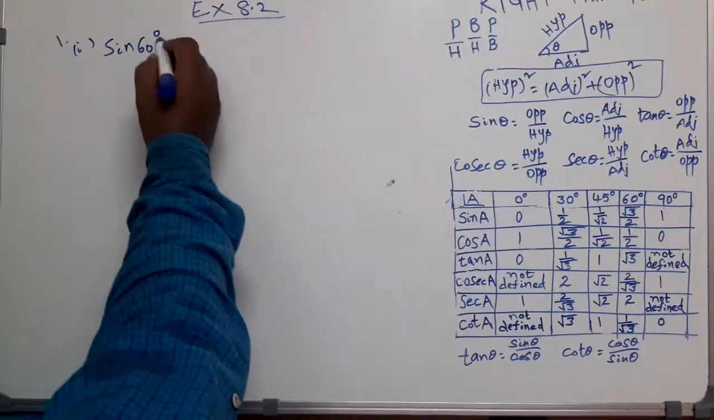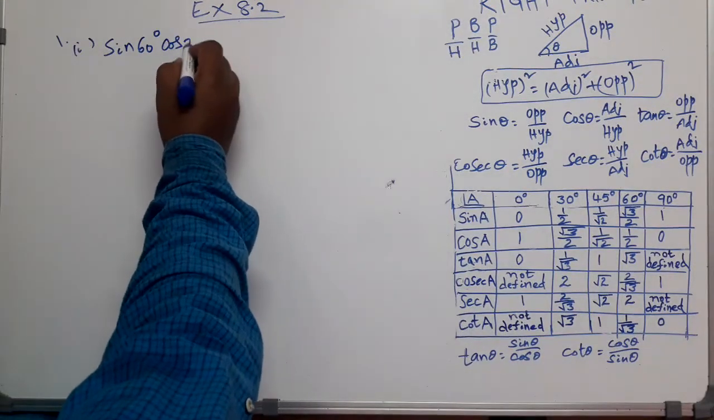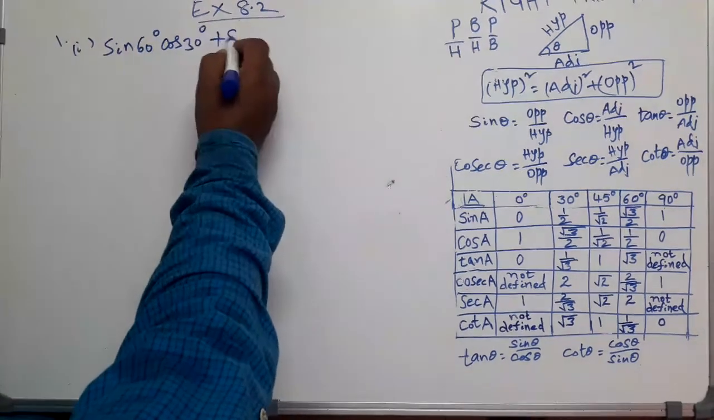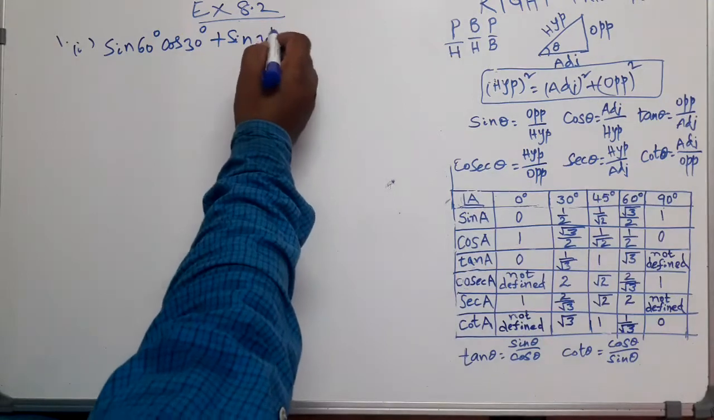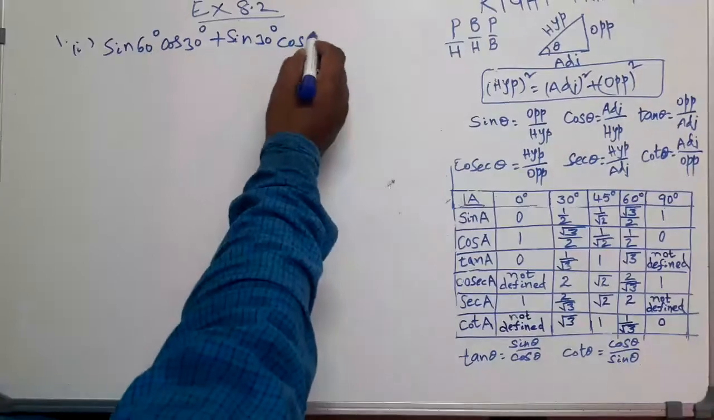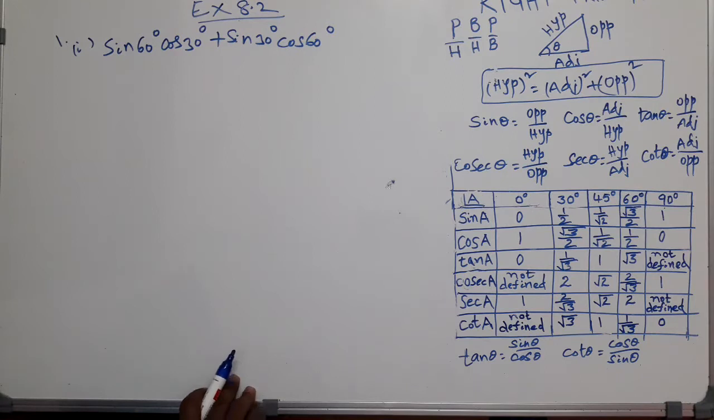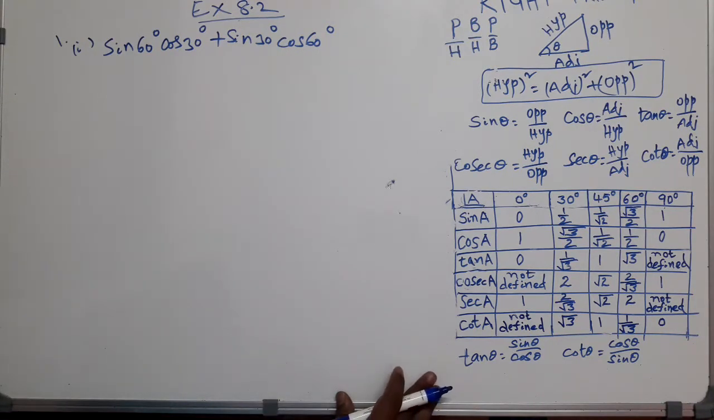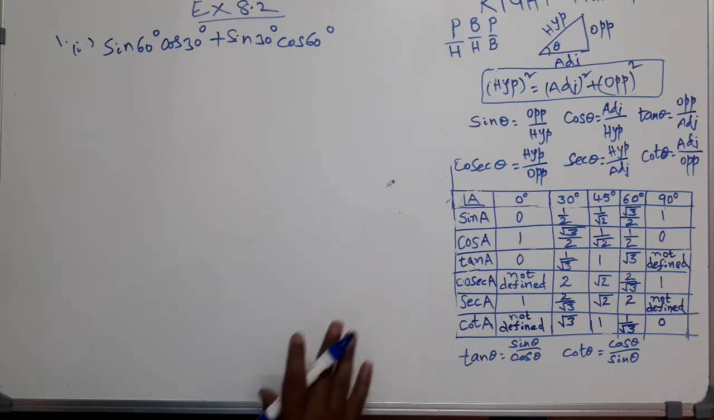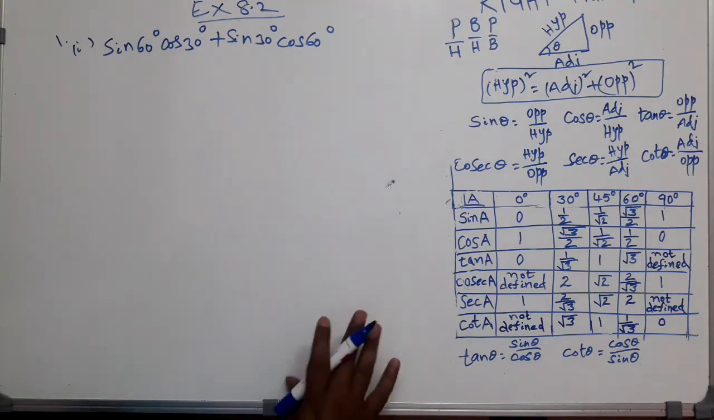Sin 60 degrees multiplied by cos 30 degrees plus sin 30 degrees multiplied by cos 60 degrees. An expression is given, you are supposed to find the value of this expression. Anyway, you are familiar with this table now? Basics already you are familiar with them, I think, right?